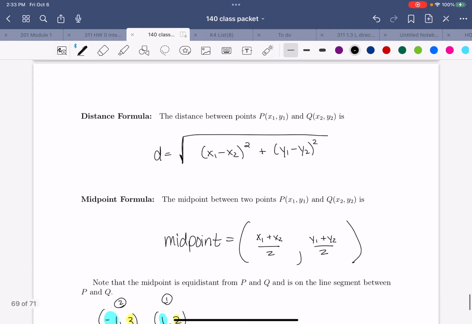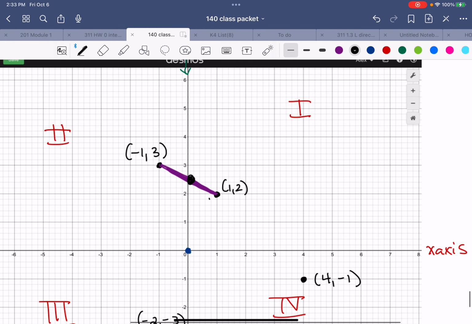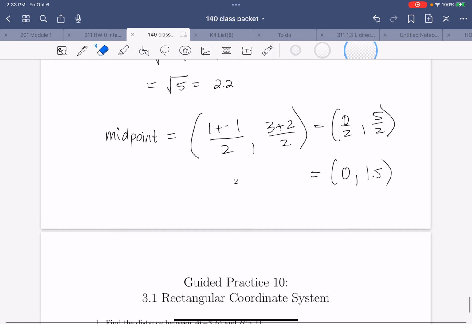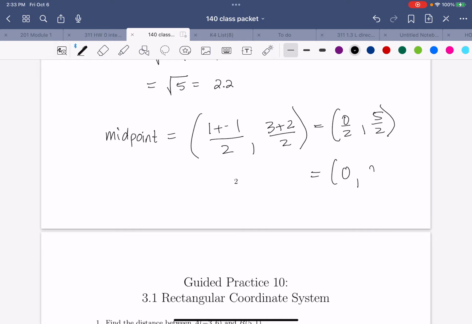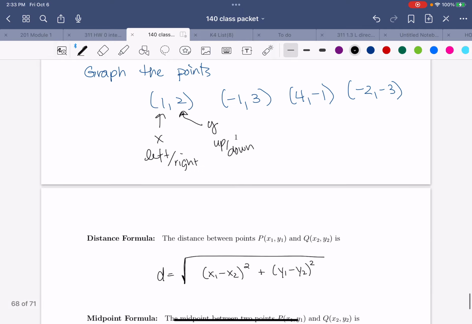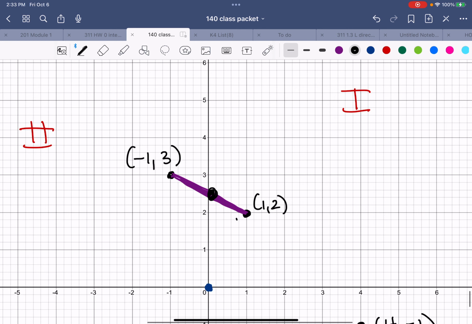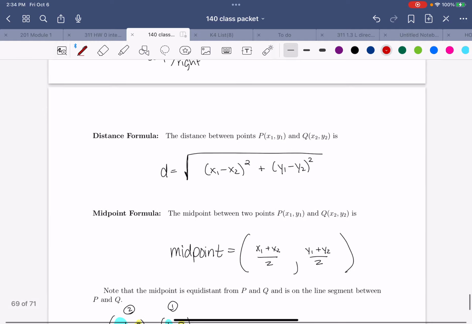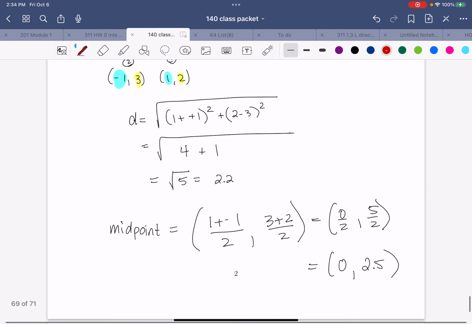If we go up to our graph, that's about where I put that. 0 means we're on the y-axis. Oh, sorry, 5 halves is not 1.5. It is 2.5. Let's fix that. So it's 2.5. Much better. So (0, 2.5) is right here, and it about matches what I drew. I was just sketching. So that's how we find distance and midpoints, and that's going to be about it.